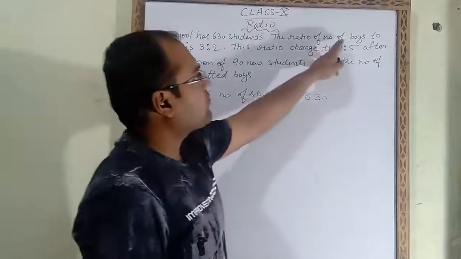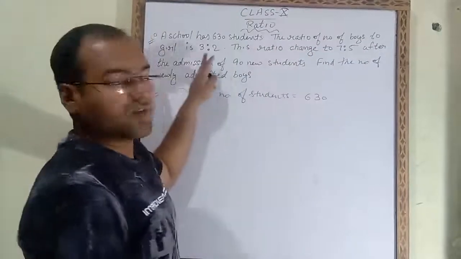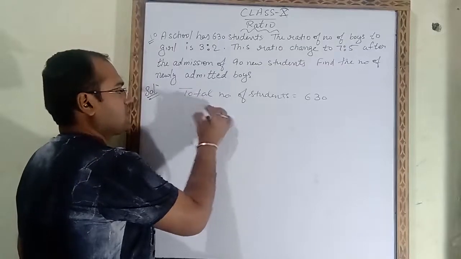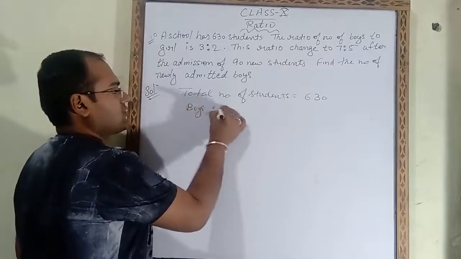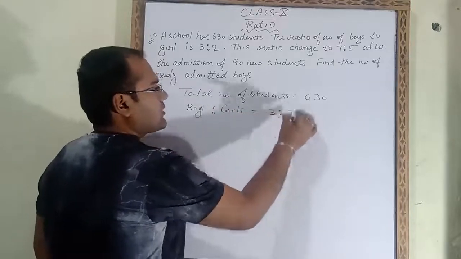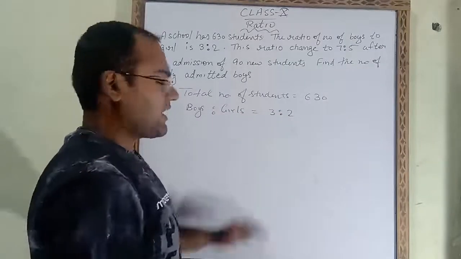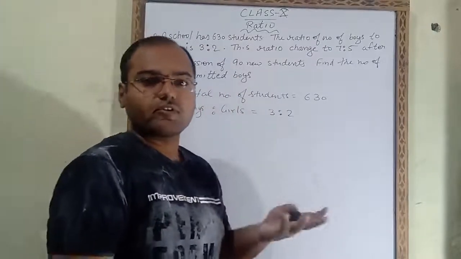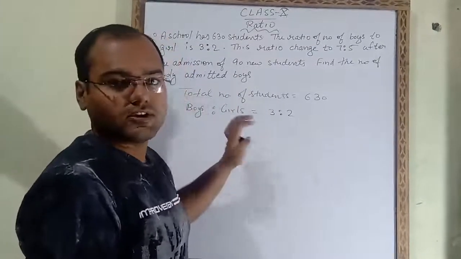The ratio of the number of boys to the number of girls is 3:2. So what is given here? The ratio of the number of boys to the number of girls is given: 3:2. The exact numbers of boys and girls are not given. The ratio is given, so first of all, what will we do? We will find the exact number of boys and girls.